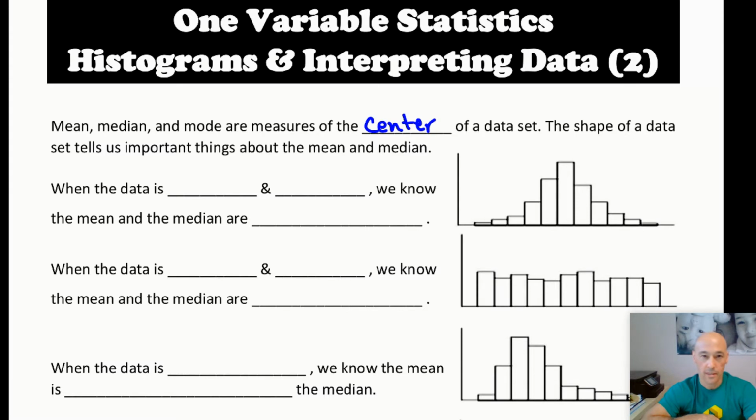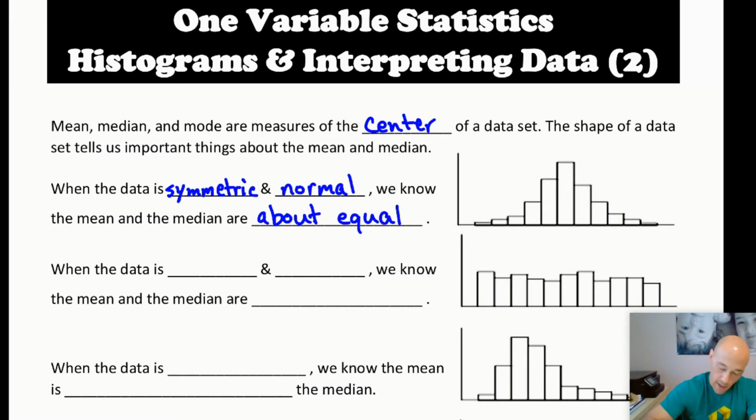When the data is symmetric and normal, so we're looking at this right here, how do we describe that data? Well, I can see that if I put a line here, it's about the same over there as over there. So remember, that means it's symmetric. And when it has this hump in the middle like that, we say that it's normal. So when the data is symmetric and normal, we know the mean and the median are about equal.